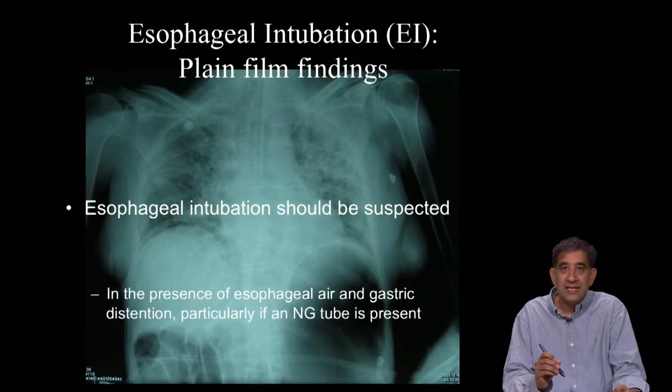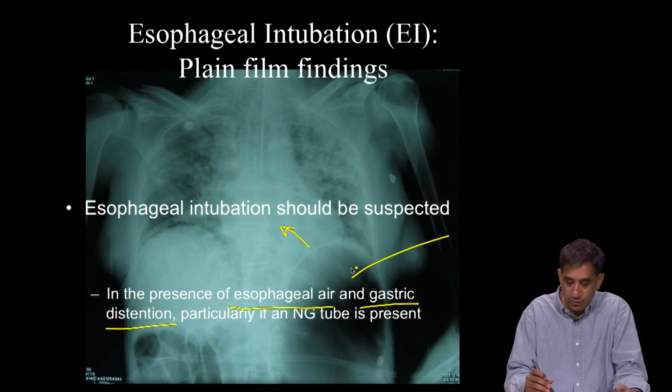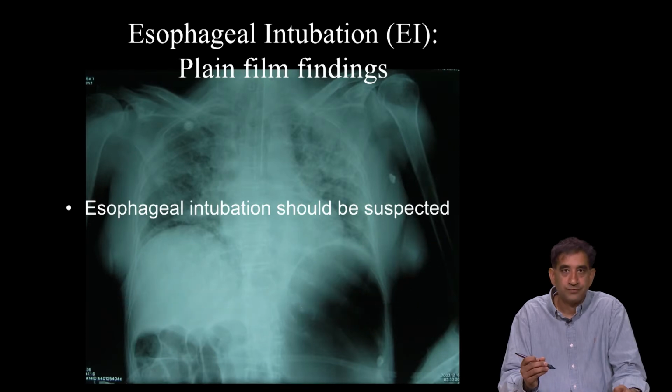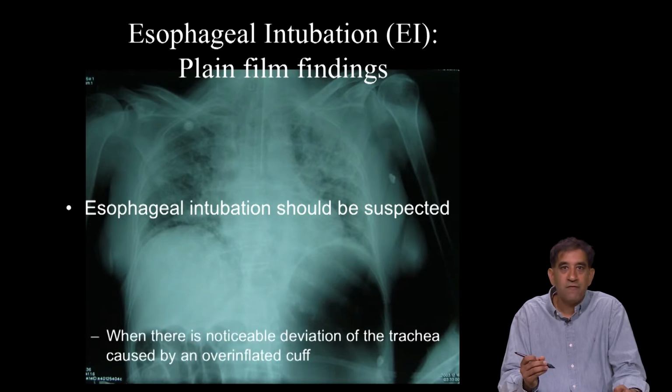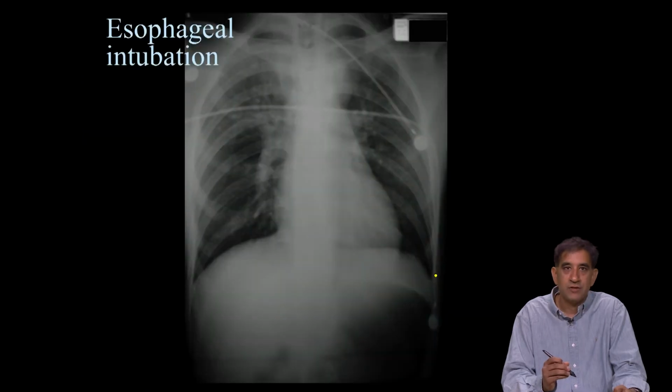And then when you see esophageal air, which we saw again right here, or gastric distension, and we see pretty significant gastric distension, especially gastric distension with the presence of an NG tube or nasogastric tube, that is again concerning for esophageal intubation. And then finally, the least helpful finding, but one you should look for, is if there's noticeable deviation of the trachea caused by an overinflated cuff. So these are all the findings on plain films of an esophageal intubation.